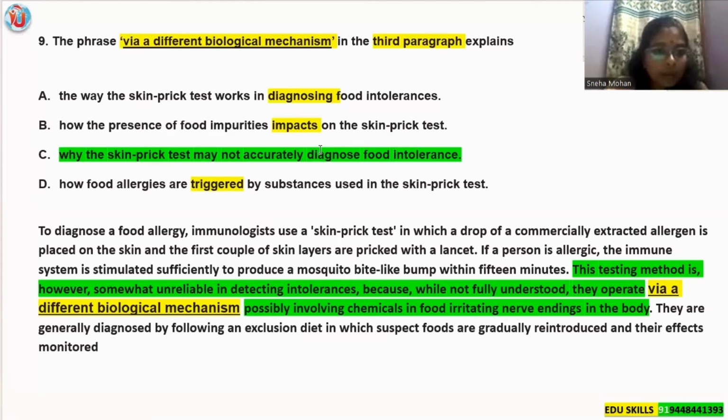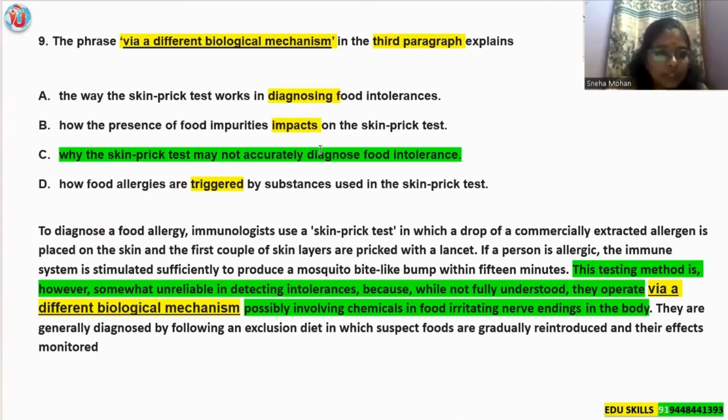Next, the phrase via a different biological mechanism in the third paragraph explains how the presence of food impurities impact on the skin prick test. It is not mentioned, but what is mentioned? It is mentioned about the chemicals in the food irritating nerve endings in the body. It is not on the skin prick test. So we are eliminating that.